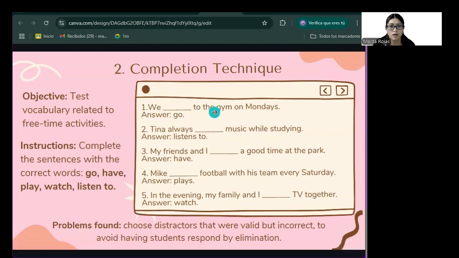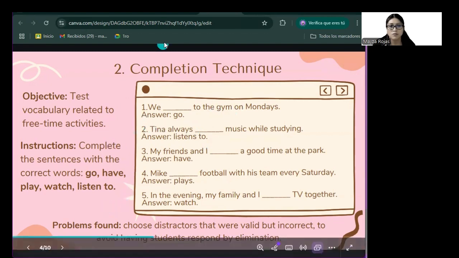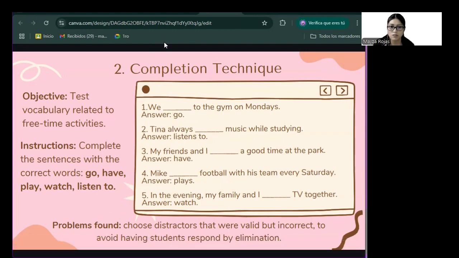They have to understand the meaning of this kind of sentence. But the problem was finding distractors that were valid but incorrect, to avoid having students respond by elimination.